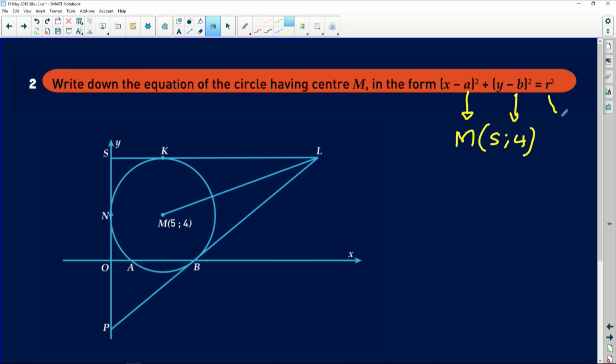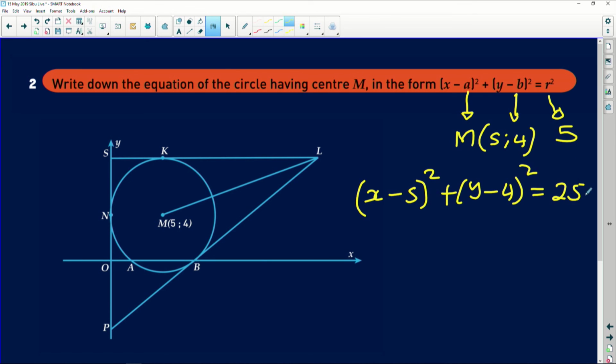The radius, we just found it from the previous question, and we found that the radius value is equal to 5. So this is another very straightforward question. (x − 5)² + (y − 4)² = 5², which is just equal to 25. Nice question again, very simple and straightforward. It is what we call a knowledge question. You know the coordinates of the center, you plug them there. You know the length of the radius, you just plug it there, and then you are done with the question.